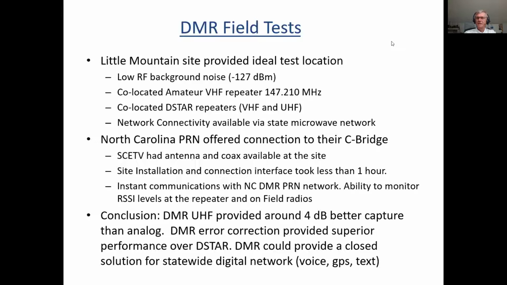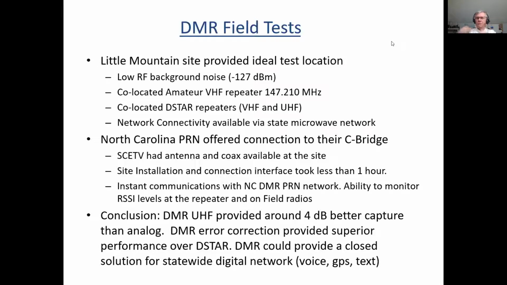Four days after the equipment arrived, we had the repeater installed and were ready to do field testing. Little Mountain turned out to be a great site because John, again, was an engineer from NC State and for ETV. The background noise was about -127 dBm. We had a co-located 2-meter repeater, a co-located D-Star repeater, and network connectivity via the ETV microwave system.